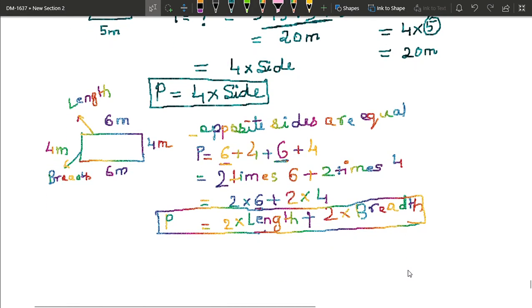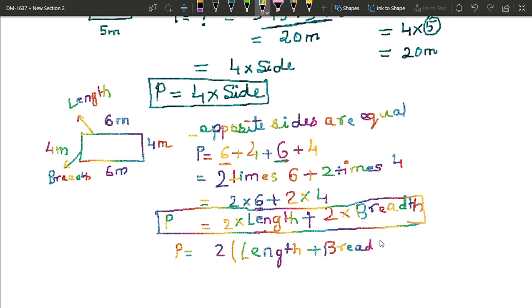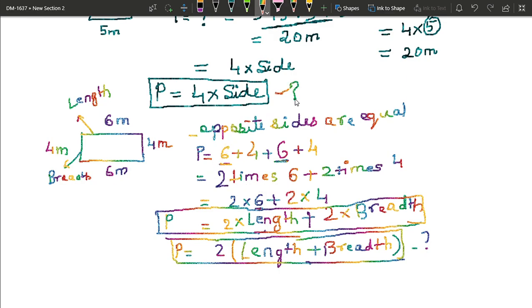Or in other words, can you see here 2 is getting repeated? Can I take 2 as common? Yes. So I can take 2 as common and write this as length plus breadth. So I can say that the perimeter of a rectangle is 2 times (length plus breadth). So you know that there is a formula for perimeter, but have you ever wondered how the perimeter of a square is 4 into side and how the perimeter of a rectangle is 2 times length plus breadth? No. So here's how the formula came into picture.